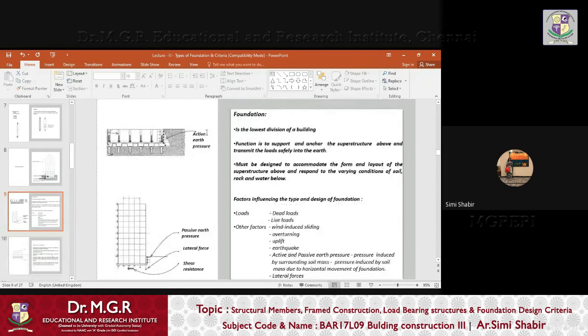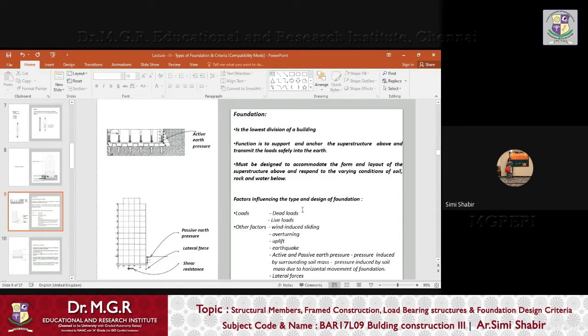Now here we are going to look at the foundation. We are looking at all of these from the perspective of structural elements. That is the roof slab, the floor slab, the beam, the column, and then finally the foundation. So here you can see the foundation sitting on the soil. The active earth pressure acts laterally. Okay. Then comes the passive earth pressure. Okay. The lateral force, the passive force.